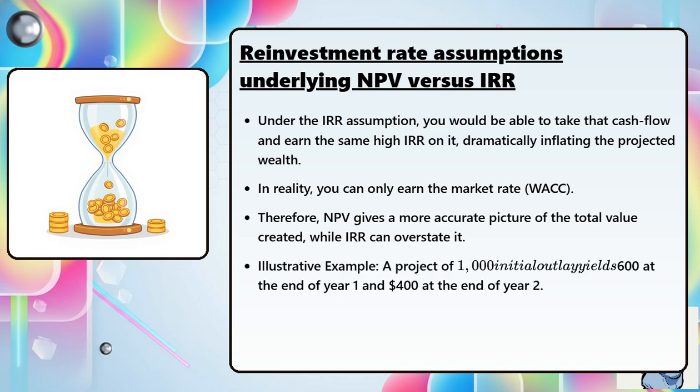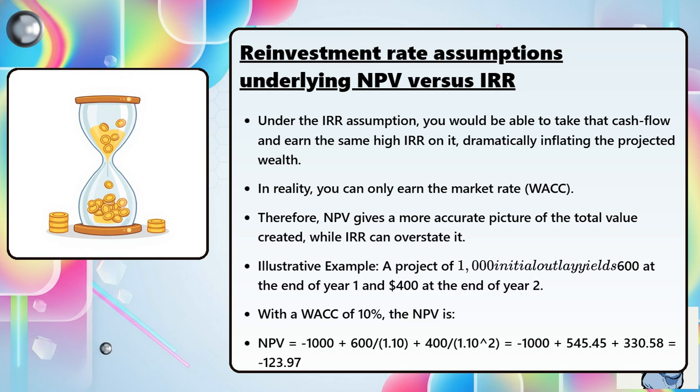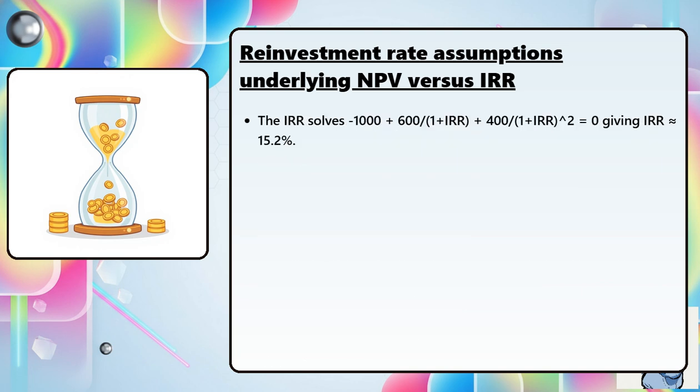Illustrative example. A project of $1,000 initial outlay yields $600 at the end of year 1 and $400 at the end of year 2. With a WACC of 10%, the NPV equals negative 1,000 plus 600 divided by 1.10 plus 400 divided by 1.10 squared, which equals negative 1,000 plus 545.45 plus 330.58, equals negative 123.97. The IRR solves negative 1,000 plus 600 divided by (1 plus IRR) plus 400 divided by (1 plus IRR) squared equals 0.